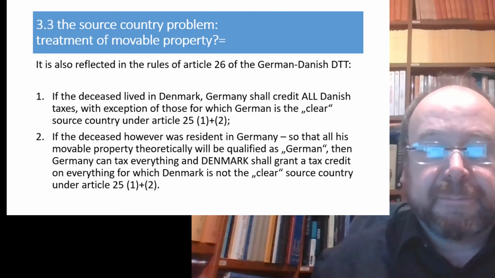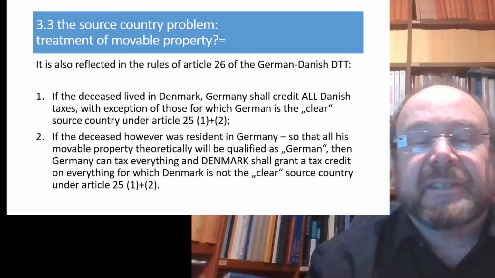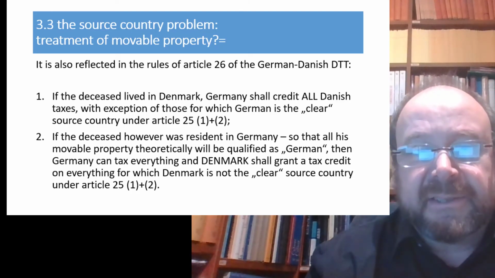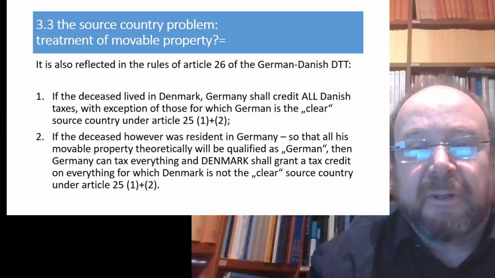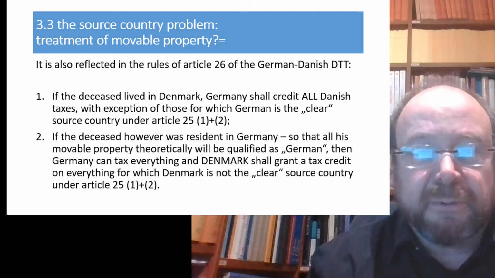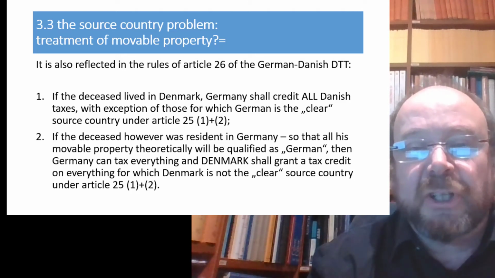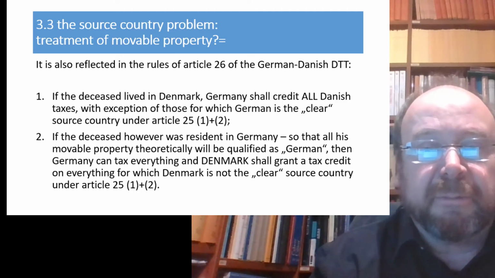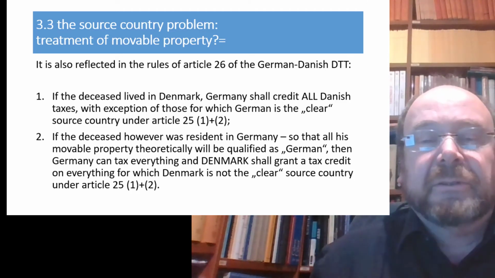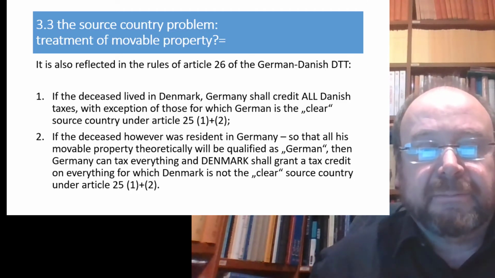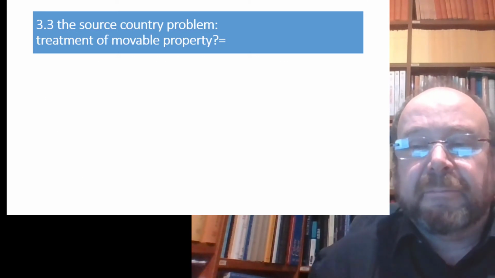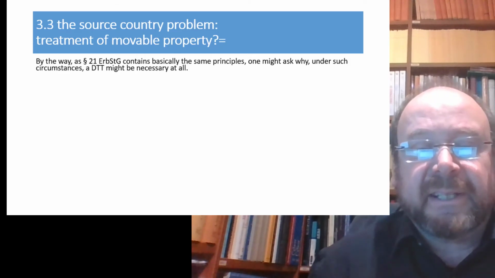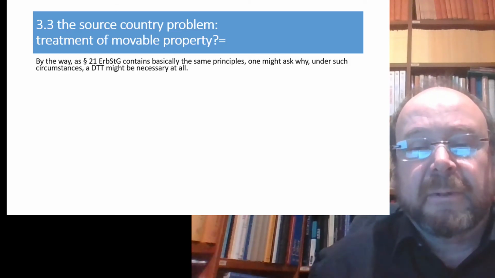On the other hand, if the deceased was resident in Germany, then all his German property and all the unclearly located property is qualified as German. So then only the Danish property would be foreign property, and only for this you have then a credit obligation. Section 21 of the Inheritance Tax Act has the same principles.